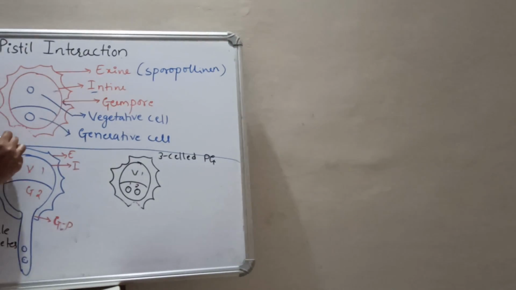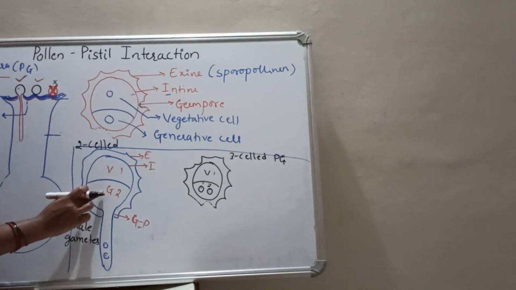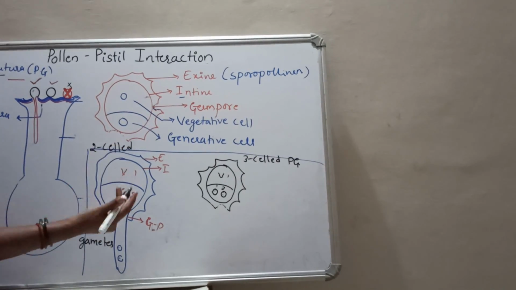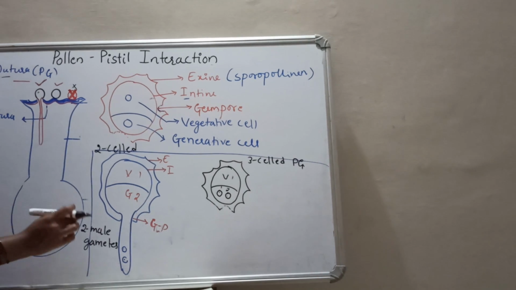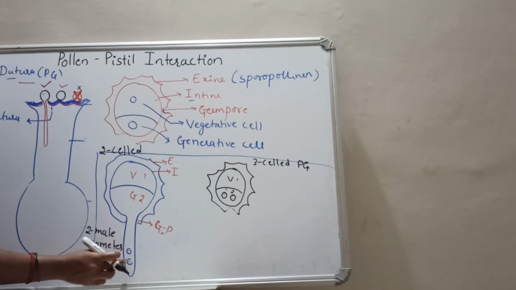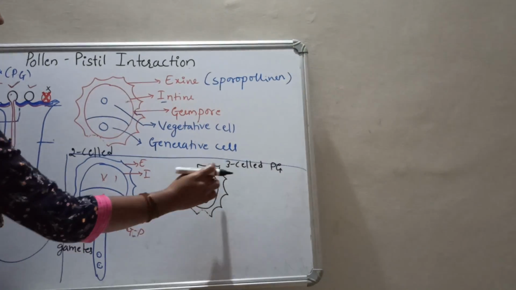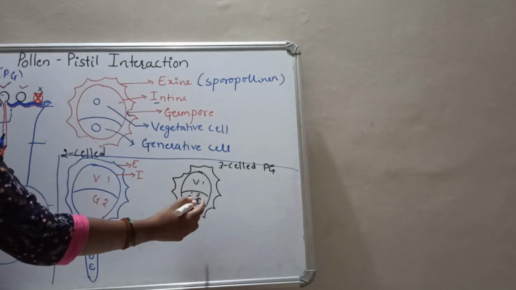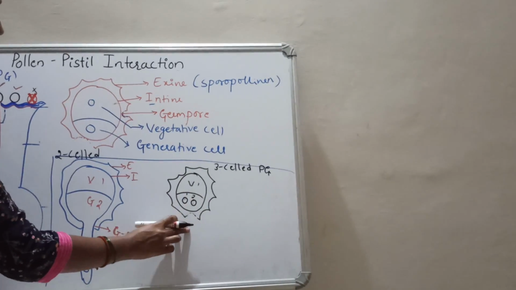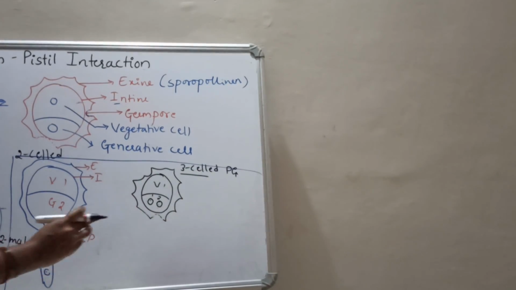This is the two-celled pollen grain. Two-celled means the vegetative cell and the generative cell. These are the only two cells. After the pollen tube germination, at that time the generative cell produces the two male gametes. In some plants, the pollen grains already have the generative cell already produce the two male gametes. That's why that is called the three-celled stage.